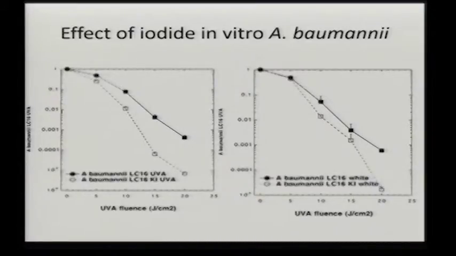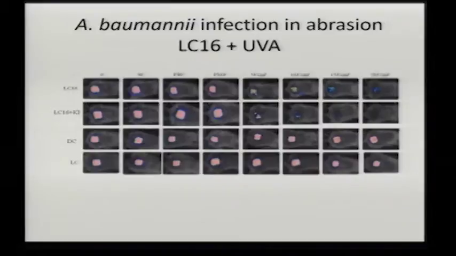We added iodide. This is Acinetobacter baumannii. It's another gram-negative. Make a change from E. coli. Again, we get a couple of logs of potentiation by adding potassium iodide. And again, this works in vivo. This is an abrasion infected with Acinetobacter baumannii. And again, without the iodide, you need these 20 joules. With the iodide, it's gone maybe after about 5. So it really helps the in vivo inactivation of bacteria.